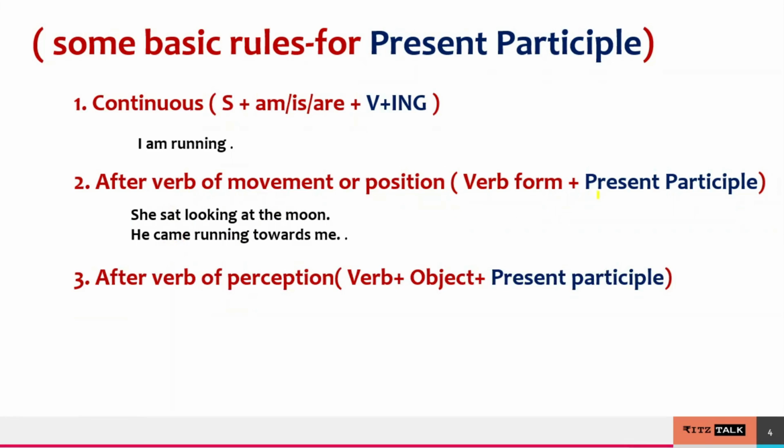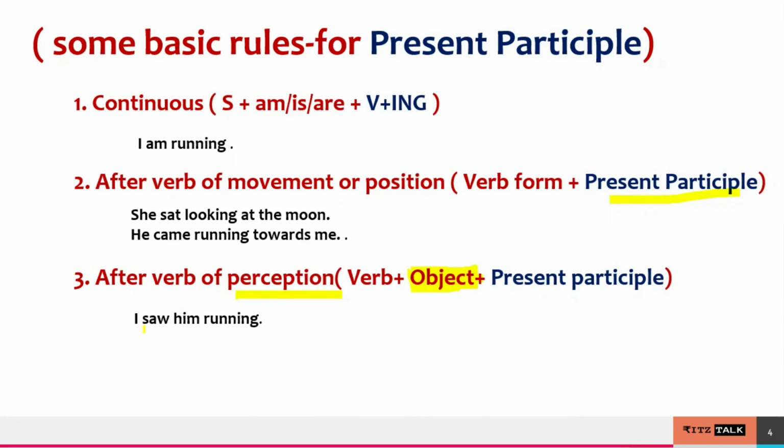Third one is the same thing. Verb form plus present participle, के बीच में object आ गया. And this talks about the perception of the subject. When we talk about movement or position change, we use verb form plus present participle. When we talk about perception, generally, in between verb and present participle, we use an object. I saw him running. मैंने उसे दौड़ते हुए देखा. यहाँ पे क्या था? He came running towards me. वो मेरे पास दौड़ता हुआ आया. ठीक है? आया, बैठा. So there is a change.